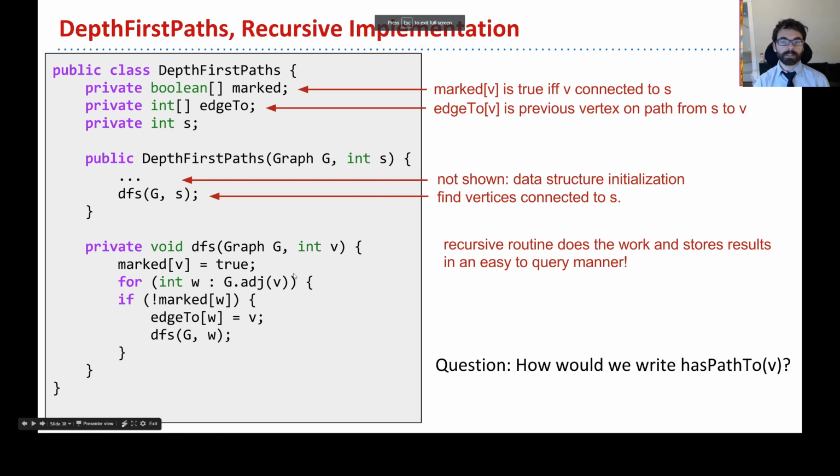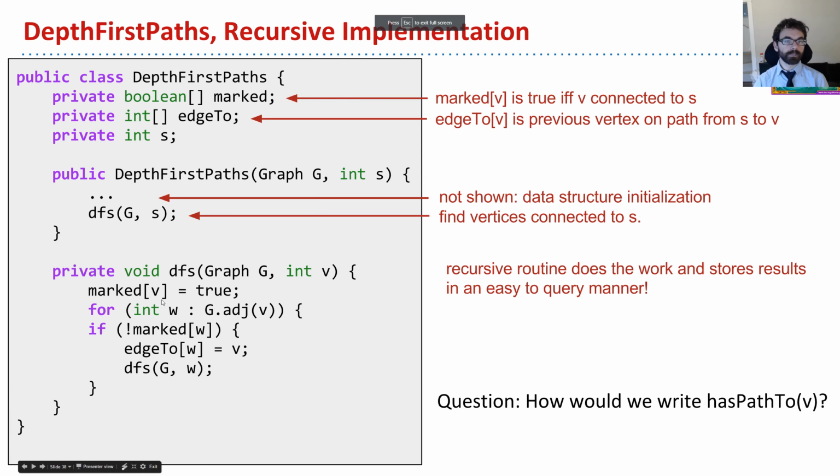Okay, so this is what the code might look like then. This Oracle, DepthFirstPaths, has 2 arrays, as I mentioned. Marked indicates whether or not it's connected. Edge 2 tells you how to get somewhere. In the DepthFirstPaths constructor, I'm not showing the initialization of these data structures, but what it does is it calls a private method called DFS, which stands for depth first search. And that depth first search method behaves exactly as we just did in the demo.